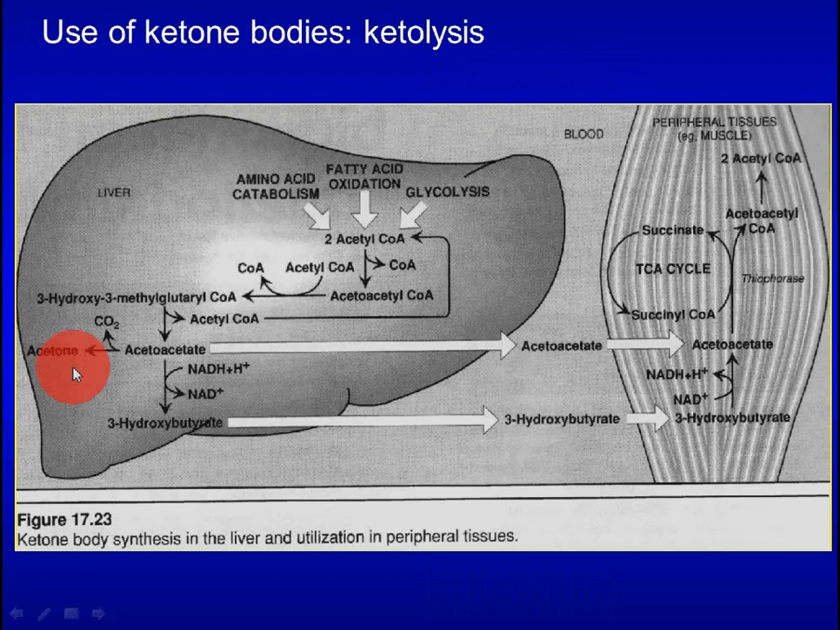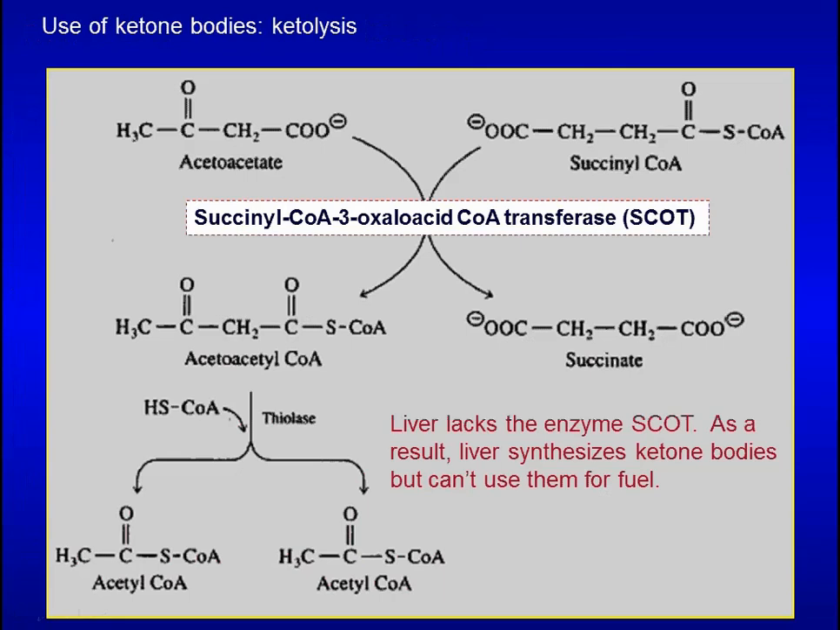Ketone bodies generated by the liver can be used as fuel by peripheral tissues, including the muscle and the brain. Use of ketone bodies requires transfer of coenzyme A from succinyl-CoA. This reaction is catalyzed by succinyl-CoA 3-oxoacid-CoA transferase, or SCOT. Liver lacks this enzyme. As a result, liver synthesizes ketone bodies but cannot use them for fuel.